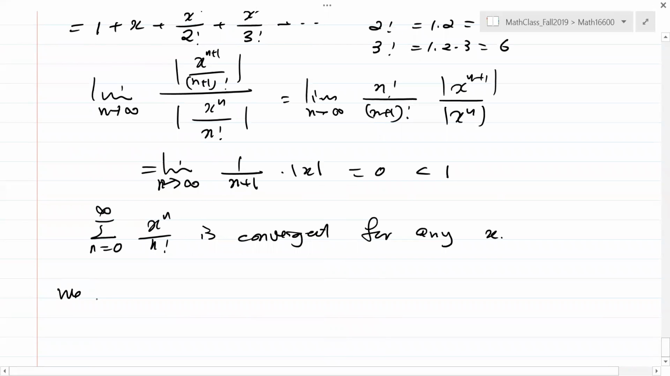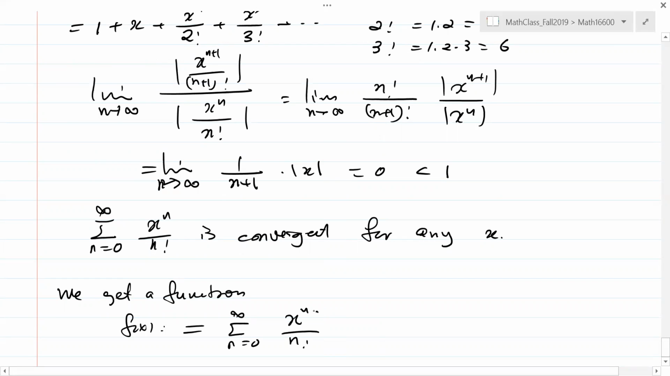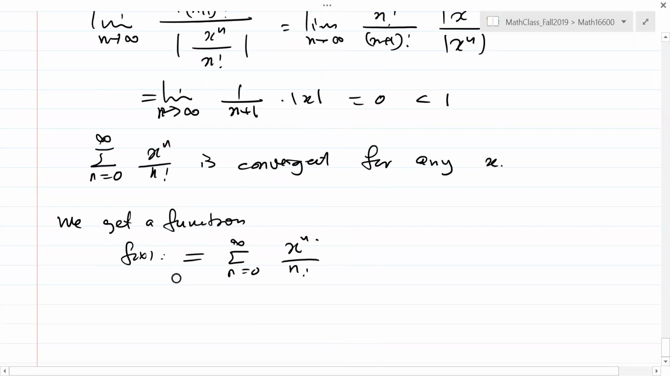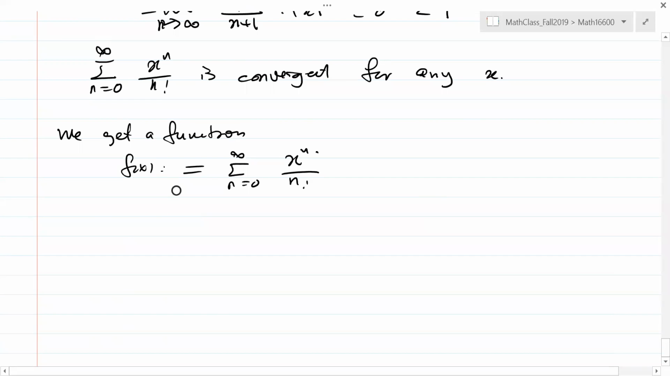So now we get a function f of x, which is defined by this power series. This is a function. Another question: is it an elementary function? If it is, what is it? What function is it? Can we understand that? This function is so special. It's defined, we get a function for any x.